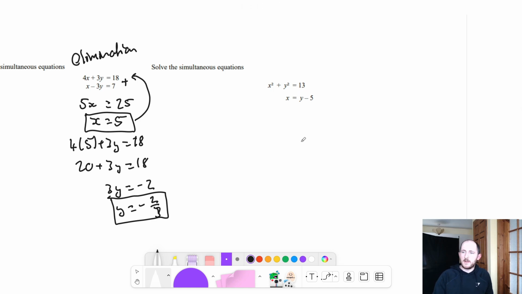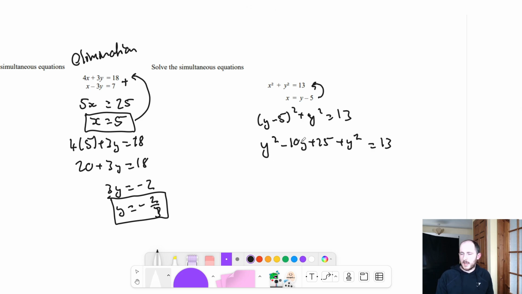So all you're going to do is take this equation and sub it into this first one and then solve it. So y squared, expand and simplify. It's 13. Collect all the like terms. So you have 2y squared minus 10y is 25.